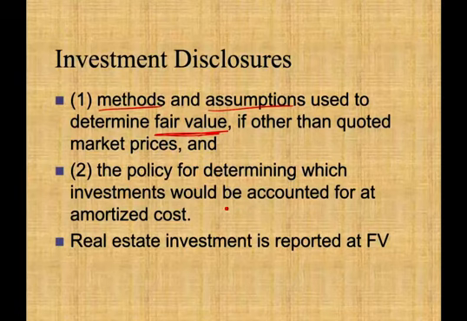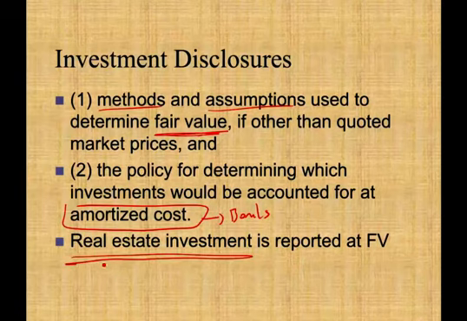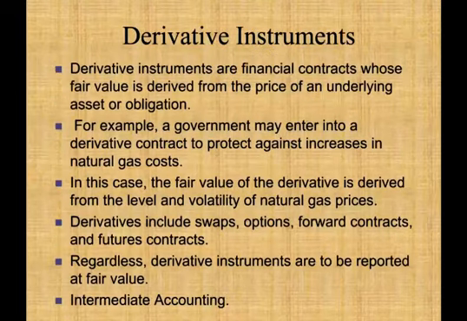We also disclose the policy for determining which investments will be accounted for at amortized cost. Sometimes certain investments will be accounted for at amortized cost. Usually those are bonds that you are planning to hold until they mature. Also, which is interesting, real estate investments. If you invest in real estate, as far as the private purpose trust is concerned, you also have to report those at fair value. Now, what's interesting in the textbook, they talk about derivative instruments, which I don't believe is that important, especially for government, but I will go over derivative instruments very briefly.